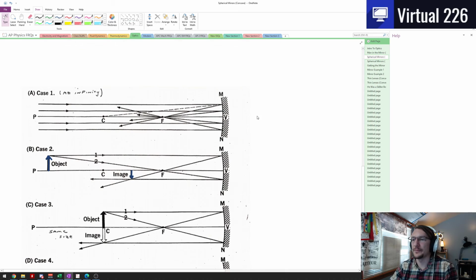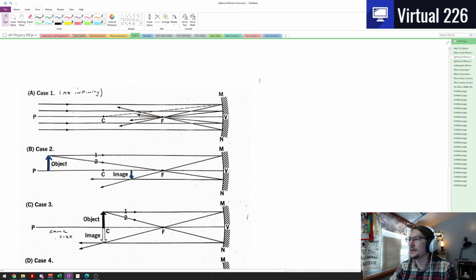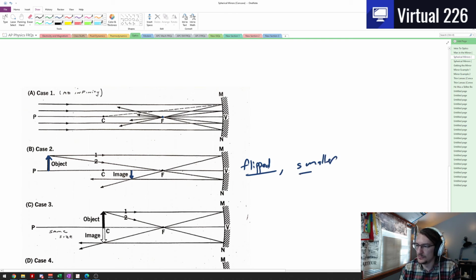Sorry about that. I wasn't sharing my screen. So what we see here is that for our 6 cases, as the light's coming in from infinity, it's striking the mirror, and then it's attacking the focal point, and all the light hits that focal point. For case 2, we're outside the center of curvature, and that light goes in, we pass through the focal point and then bounce out, and we see an image. Notice that this image is flipped, and in this case, it is smaller.